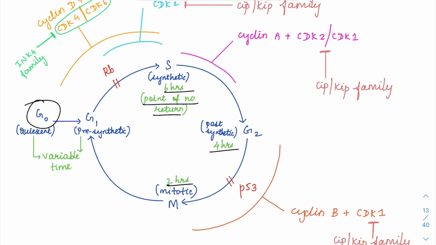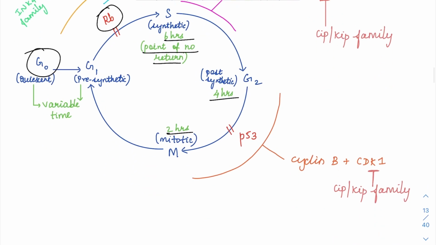Usually the G1 to S phase has a checkpoint, just to check that everything is happening normally. The checkpoint is the RB gene. The retinoblastoma protein is the one which causes the checkpoint in the G1/S transition, while in the G2/M phase, it is the P53 protein which causes the checkpoint in G2/M.